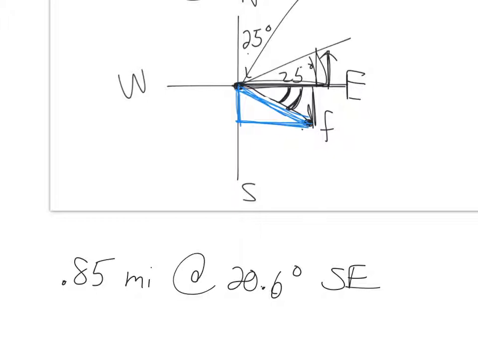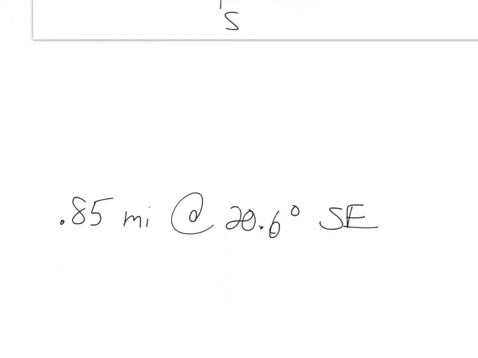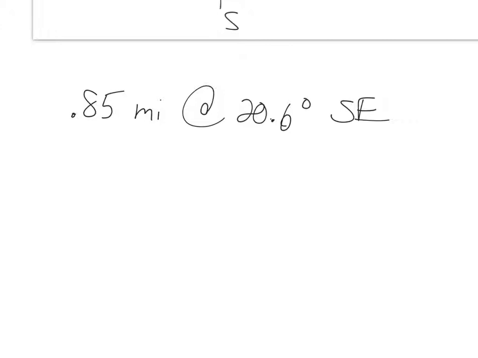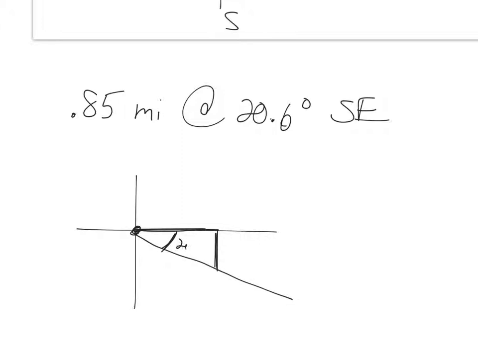If I read that statement, I would know exactly what to draw as a result. Personally, here's what I would draw if I saw this. My origin would be here. I know it would be southeast, so I'd go east, I'd go south of east. I would draw at an angle that's around 20 degrees. That's this angle. It's around 20.6 degrees. And I would label this as 0.85. So my vector here would look like that, right there.